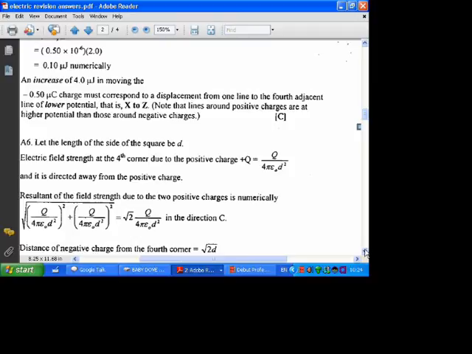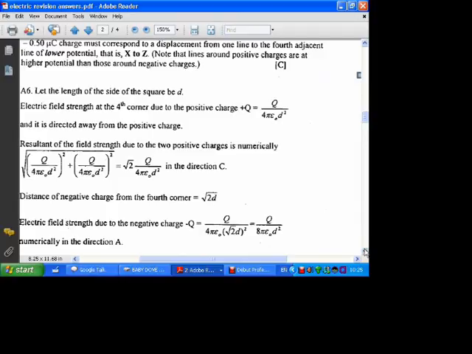You need this one because you need to find the resultant to see whether the field strength due to these two positive Q is more or less than the field strength due to the minus Q. Okay. Now we consider the field strength due to the negative charge. The negative charge is actually further away from the fourth corner, because it's diagonally away from the fourth corner. So the distance to the fourth corner from the negative charge is actually root 2 times d. Okay, root 2 times d.